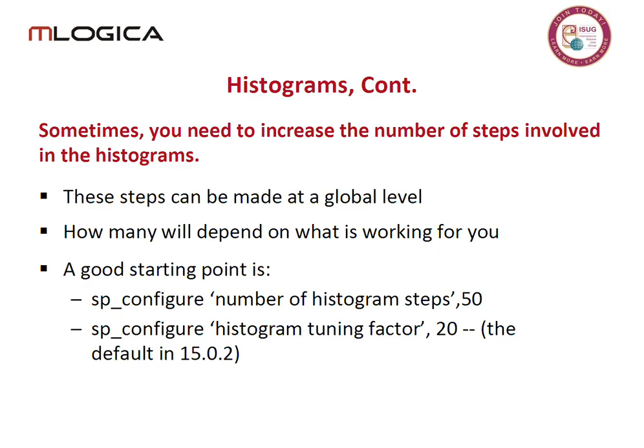That's a little different now. The number of histogram steps and the histogram tuning factor are things that we can configure. Now, the defaults are 20 and 20. So 20 steps, histogram tuning factor of 20. A little bit about what those things mean. That means with a number of histogram steps of 20, we are going to evenly divide the data into about 20 pieces and record the values at each of those 20 places.